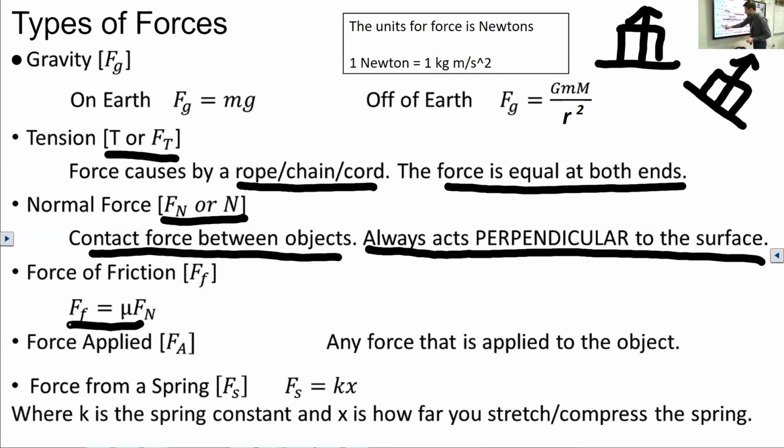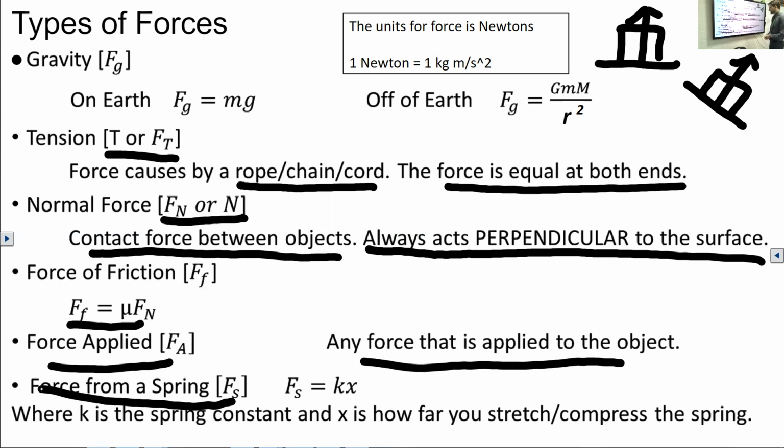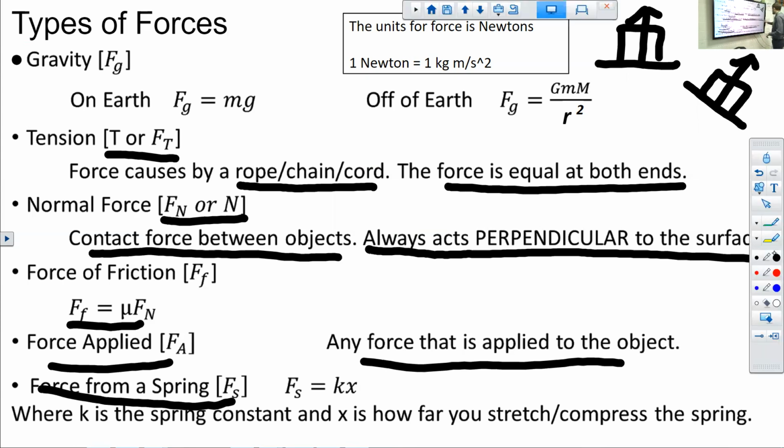Force of friction, I'm going to talk about that a little bit in a second. Force applied is kind of a general term used to represent like car engines, or some guy comes up and pushes something. It's any force that's applied to an object that's not labeled as one of these other things. And then lastly, force from a spring, which I will talk about more in the energy review session.